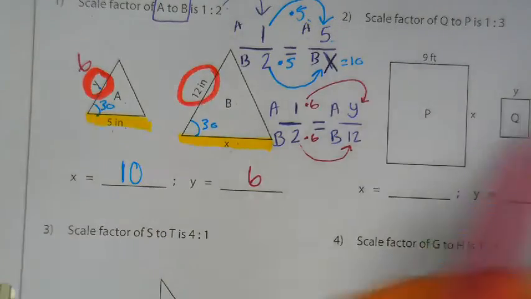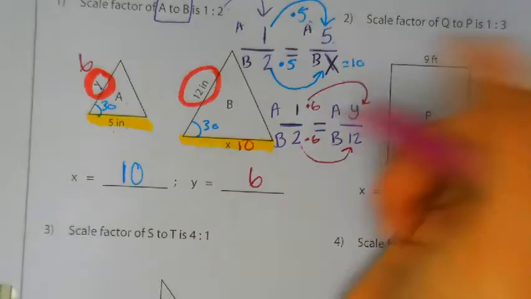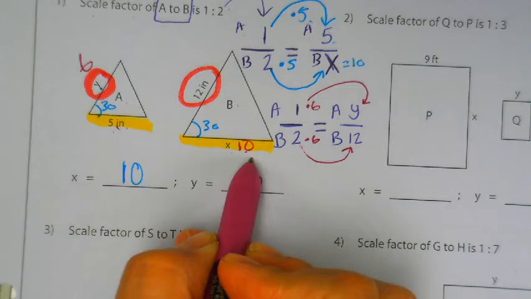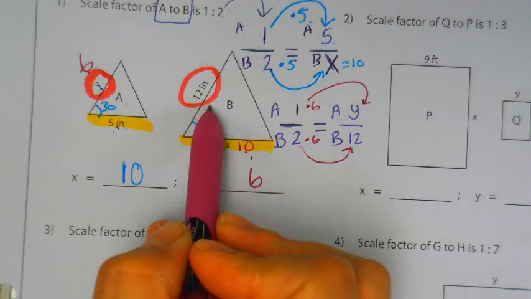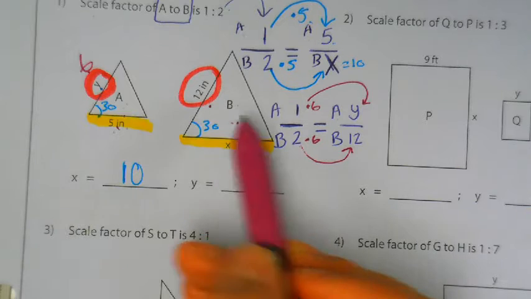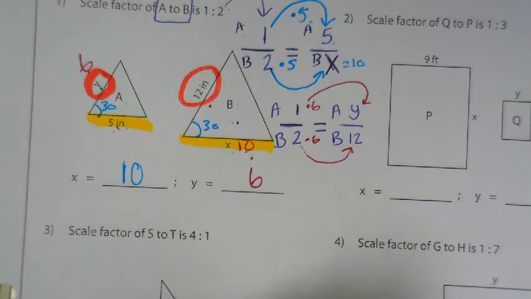And do you see what we did? Didn't we just double the numbers? How do I go from 5 to the 10? Oh, times 2. How do I go from 6 to 12? Times 2. So this is twice as big. This is just times 2. All right, are we okay?